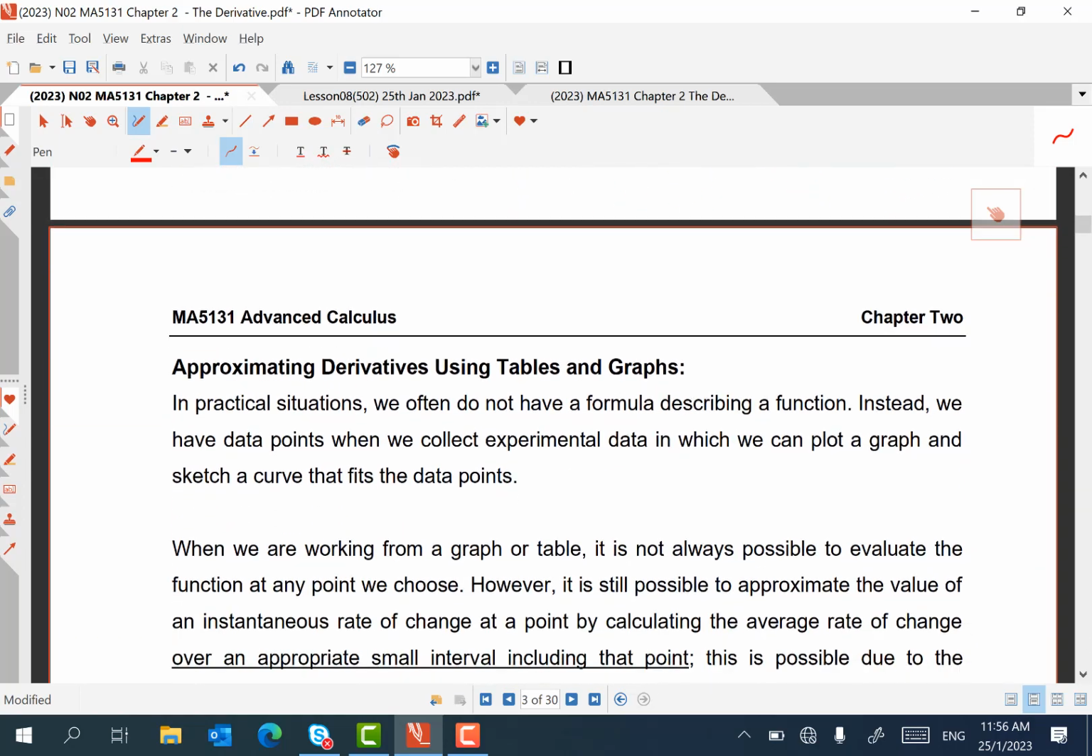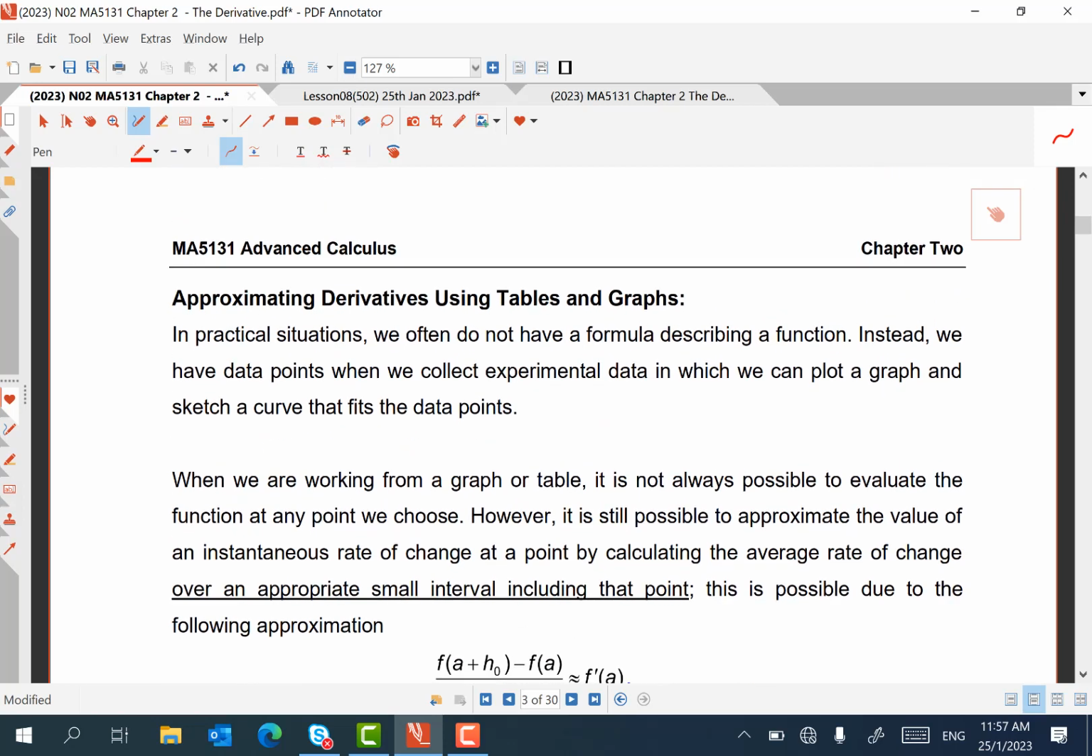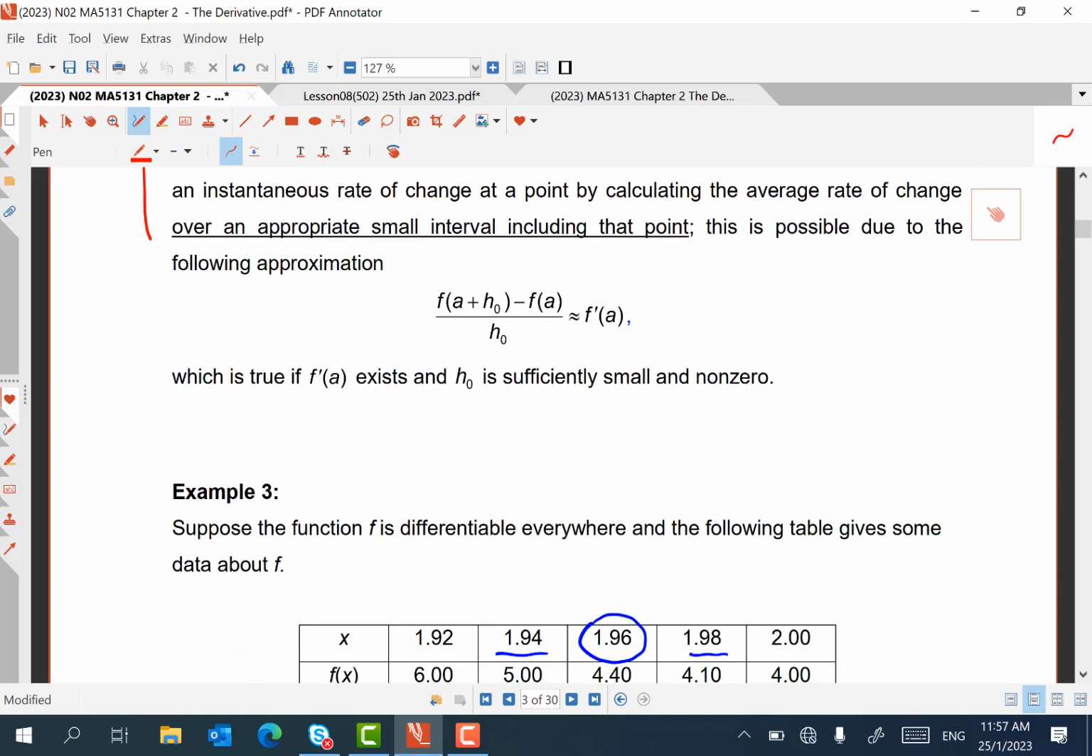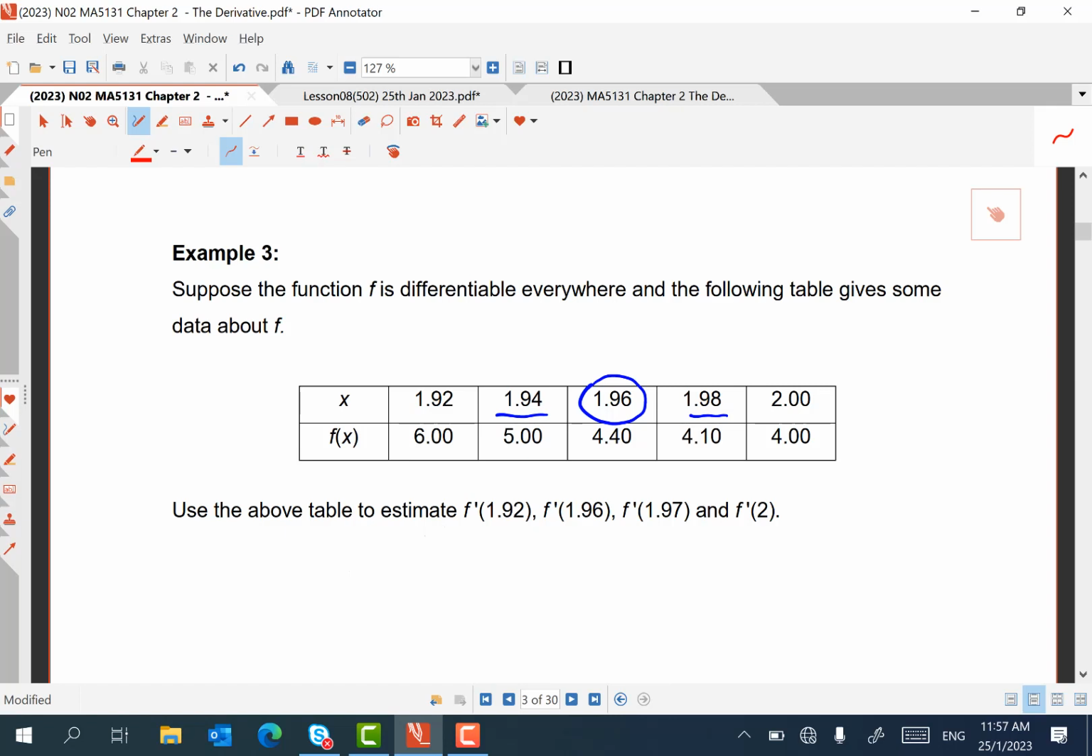For the next part, there's a paragraph here to try to explain to you what is going on, but let me bring you into this example to explain. Sometimes in the exam question, they give you a table of values such as this, and they say based on the table of values, you want to guesstimate the gradient at this point.